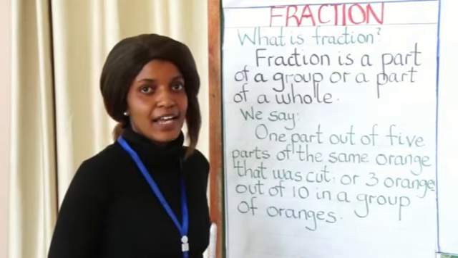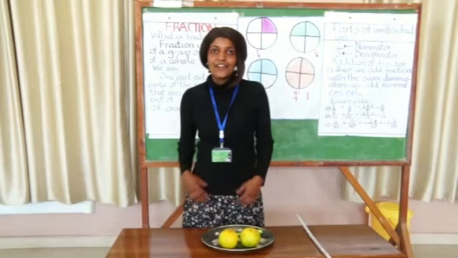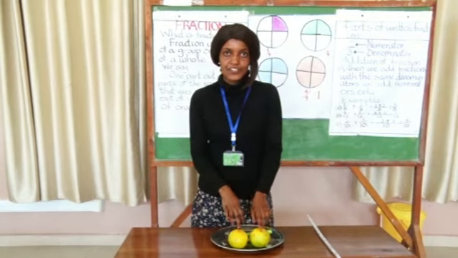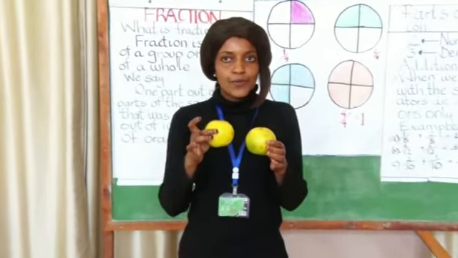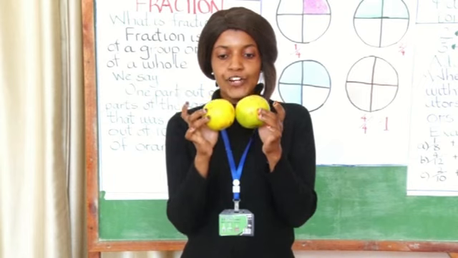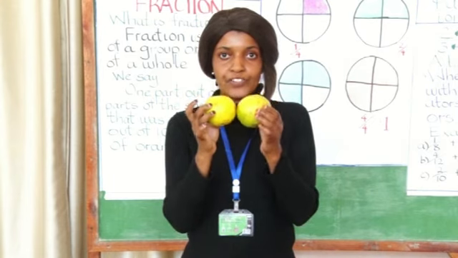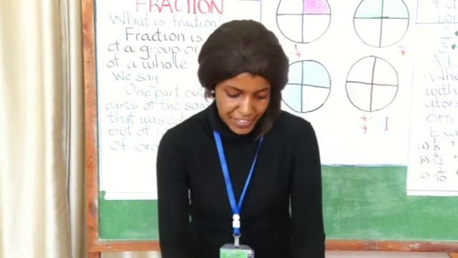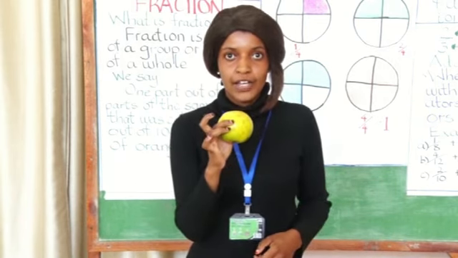Now, let us see how a part of a group or a part of a whole works by using an orange. We said fraction is a part of a group or a part of a whole. You can see here I have two oranges. If I remove one orange, this will be 1 over 2. I have two oranges. I removed one. So the fraction of this group, a group of two oranges, will be 1 over 2 or a half.